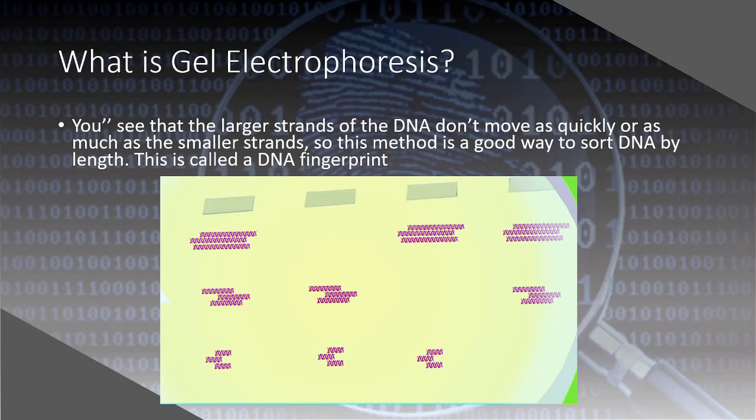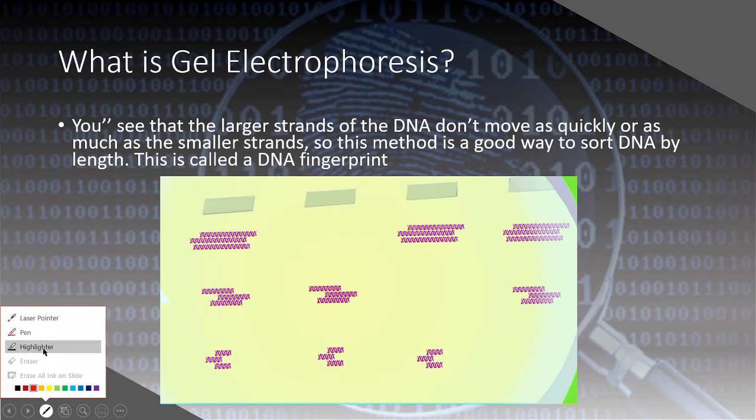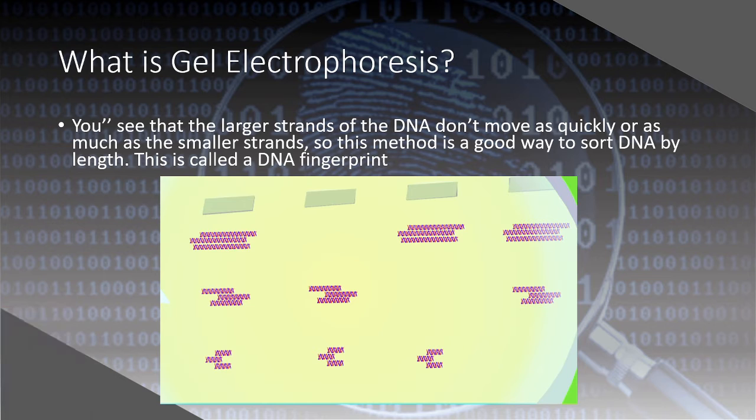So, here we can see that this whole pattern, as we can call it, is called a DNA fingerprint. And everyone has their own type of DNA fingerprint. So that's a DNA fingerprint. It's all of those strands combined.